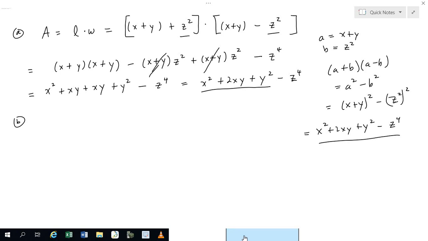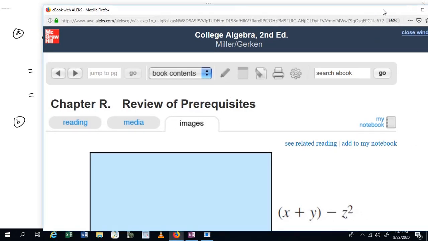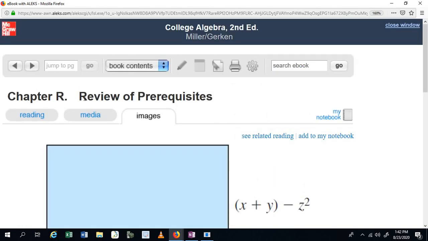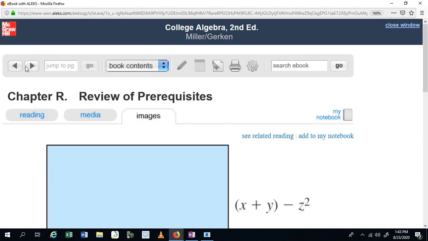Last thing, let's look at part B. Okay, so I think I've lost the page, but let me see if I can pull it back up.